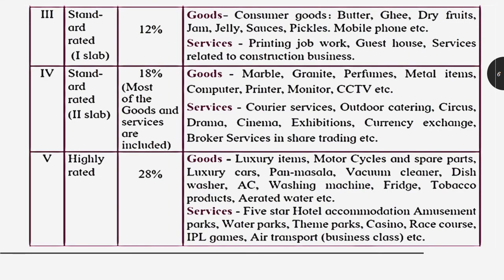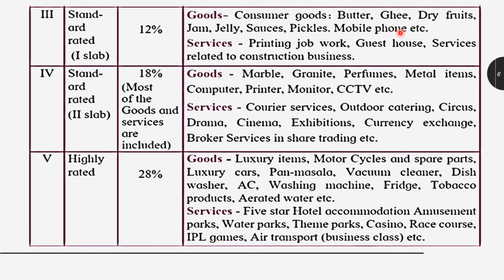The third category is standard rated. In that standard rated there are two slabs, slab 1 and slab 2. The first slab is 12% GST, and goods under this are consumer goods like butter, ghee, dry fruits, jam, jelly, sauces, pickles, mobile phone, etc. Services are printing job work, guest house, services related to construction business, and that's it.